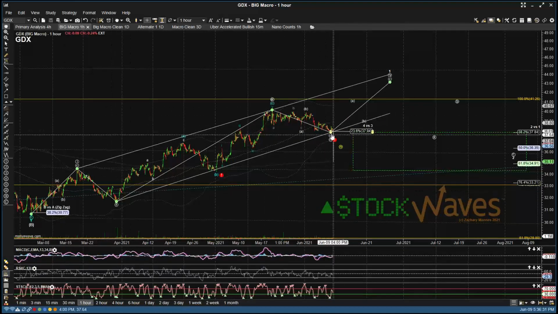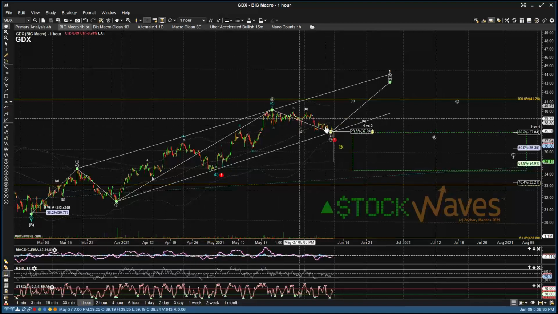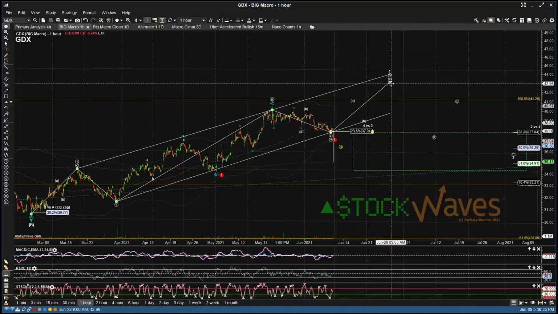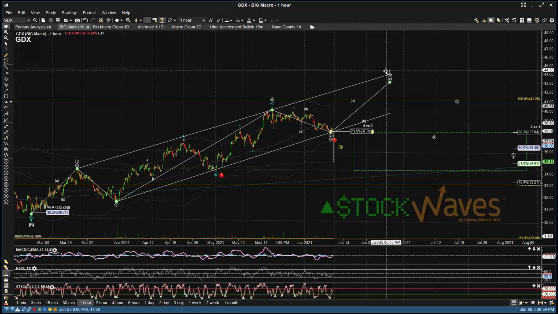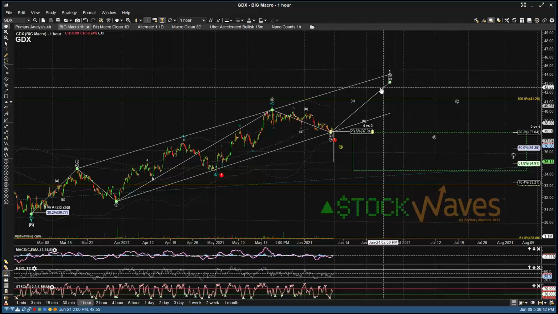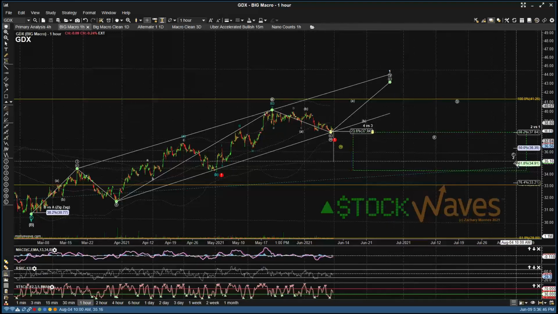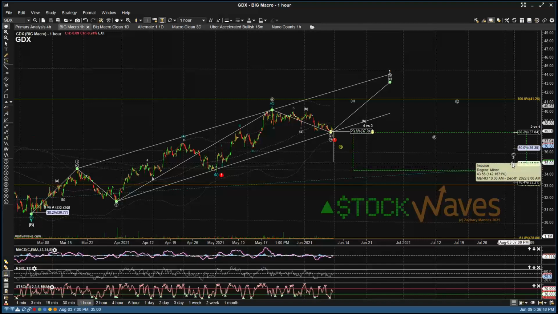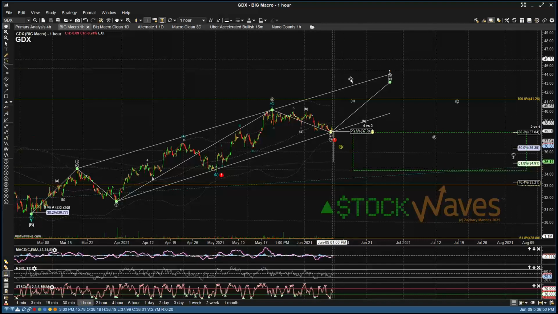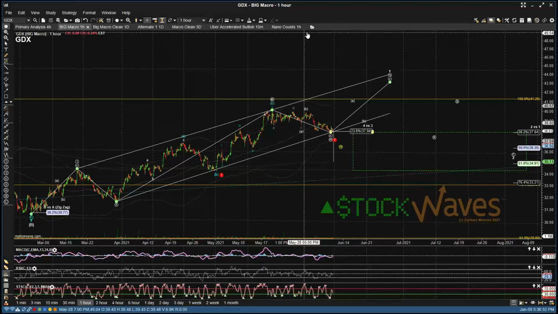We have nice parallel trend lines for our diagonal and should be starting an ABC move up towards the 42 to 43 region to complete that wave 1. If that is in fact where we top, then our ideal support is going to be the 38 down towards basically the 35 region for the wave 2.